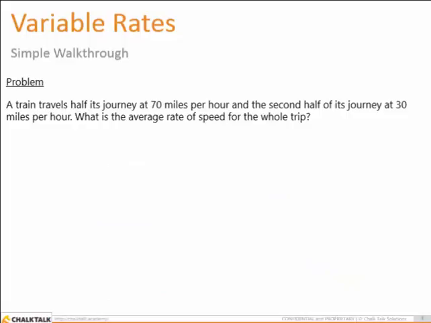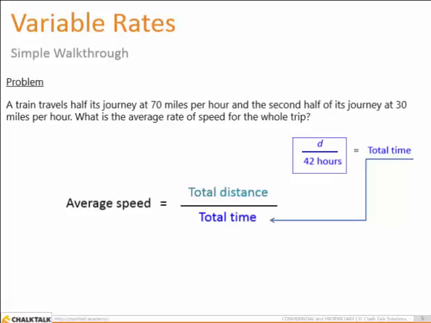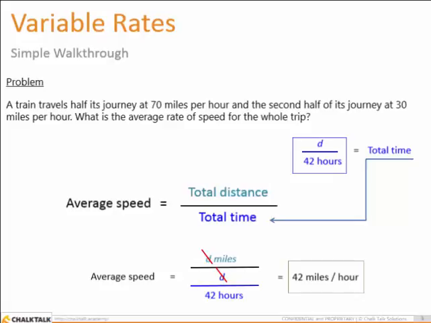Now we are ready to solve the problem. Replace the total time of d over 42 hours in our original equation for average speed. That gives us an equation of average speed equals the total distance, which we can again put in as d miles as the numerator, divided by a total time, which we now know is d divided by 42 hours as the denominator. Because total distance is in miles in our original equation, but we canceled it out in the process of arriving at our total time value, in this case, the d variable cancels out and the unit remains. So we're left with the answer 42 miles per hour.